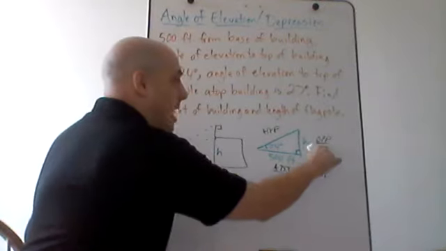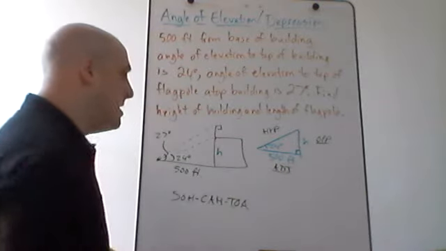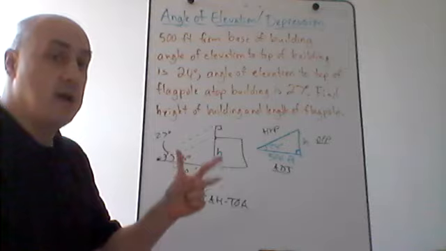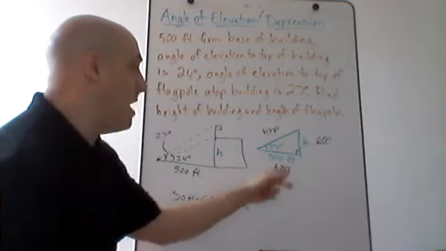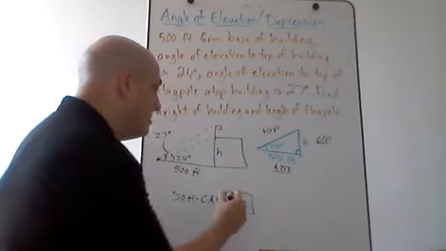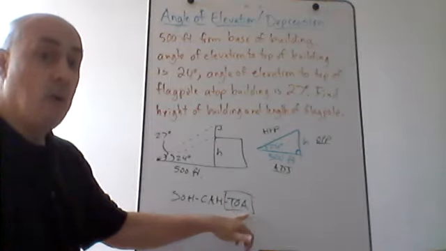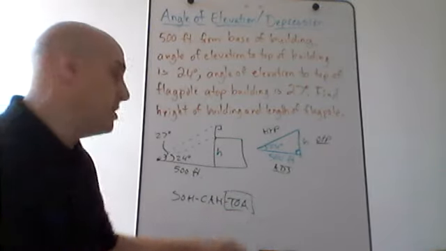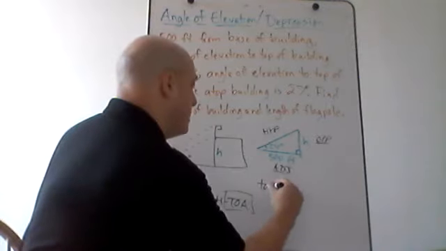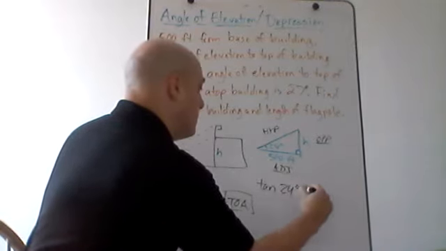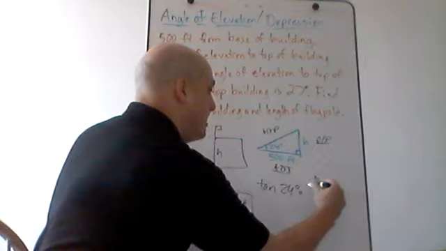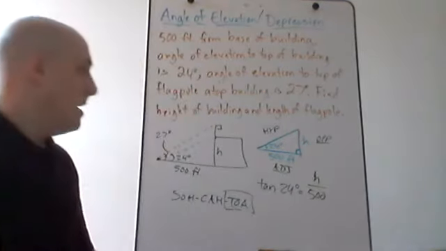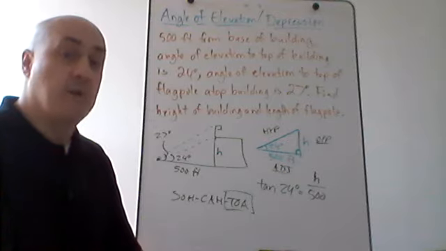So I'm looking for the opposite side. I know the adjacent side, so I need to pick the trig function, either sine, cosine, or tangent, that relates the opposite side with the adjacent side. That's the tangent function. That TOA, T-O-A, stands for tangent equals the opposite over the adjacent. So tangent of 24 degrees is going to equal my opposite side, H, over my adjacent side, which is 500. And that's the equation I can use to solve for H, the height of the building.